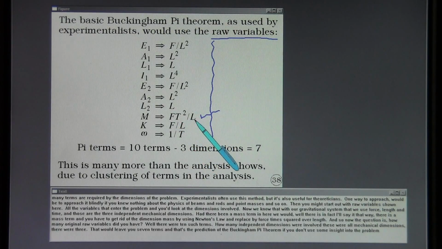And so now the question is, how many original raw variables did you have? Well, there were 10 such terms. How many independent dimensions were involved? And these were all mechanical dimensions. There were 3. That would leave you 7 terms, and that's a prediction of the Buckingham Pi theorem if you don't use some insight into the problem.